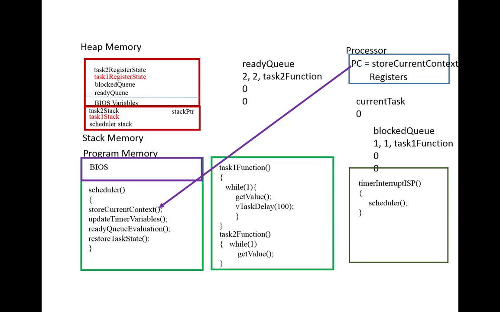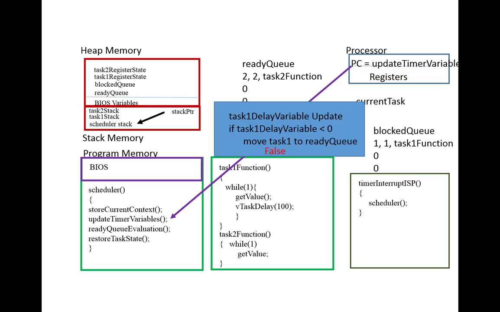Now what does our scheduler do? Well, the first thing it's going to do is store the current context, and our current context is associated with the task 1. So we're going to store the task 1 register states in our processor to the task 1 register state memory locations in heap memory. We're going to store our task 1 stack.